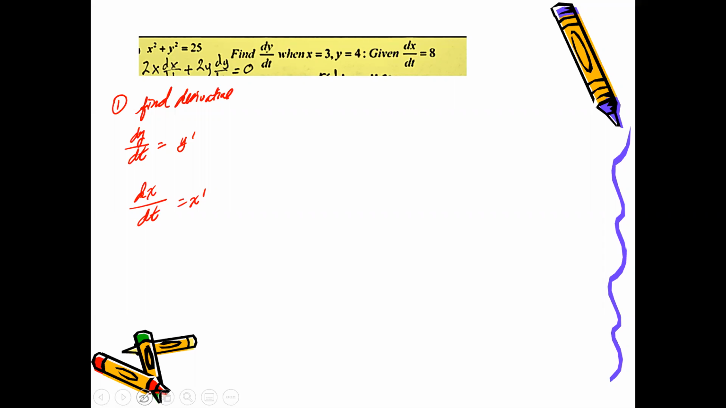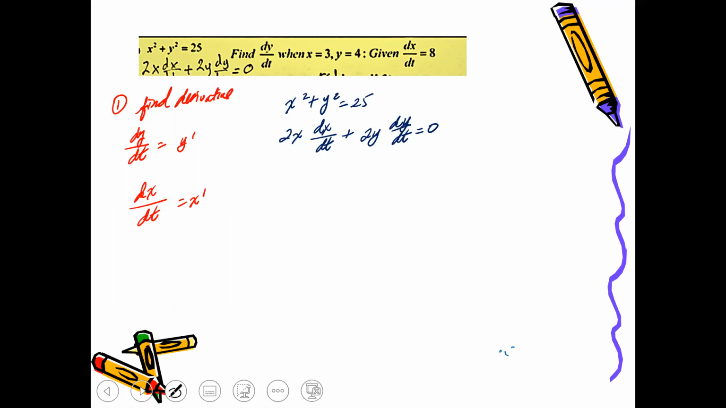So let's go ahead and move forward. You have x squared plus y squared equals 25. The derivative of x squared is going to be 2x dx over dt, because it's the derivative of x, plus 2y dy over dt equals 0. Now, looking at this, they actually give you some of the answers. It's given to you that x is equal to 3 and y equals 4. So I have 2 times 3 plus 2 times 4.